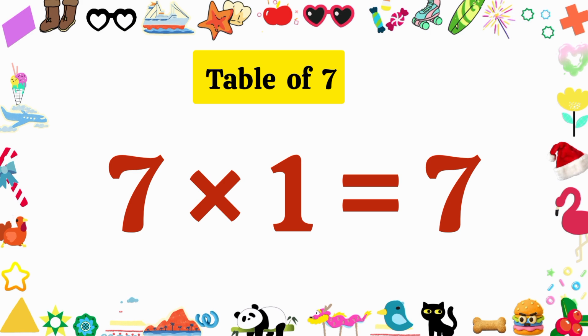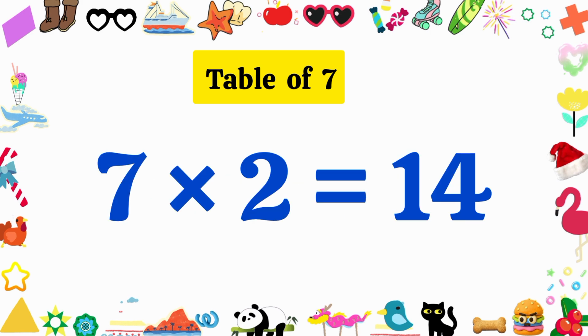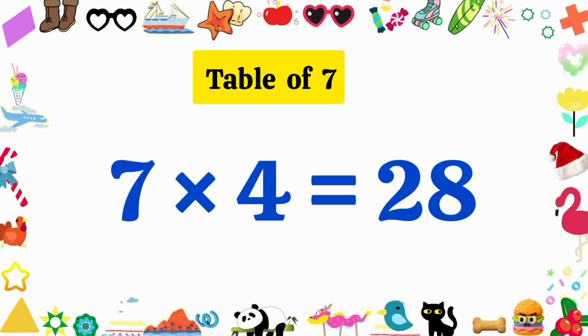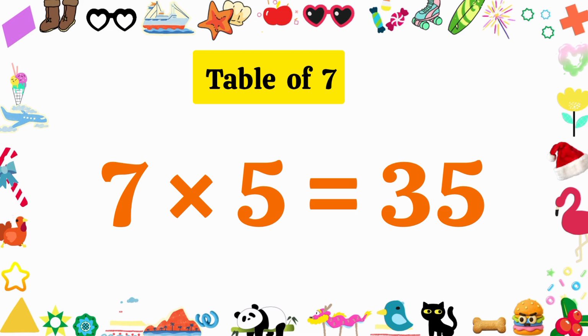7 ones are 7. 7 times 2 equals 14. 7 twos are 14. 7 times 3 equals 21. 7 threes are 21. 7 times 4 equals 28. 7 fours are 28. 7 times 5 equals 35.